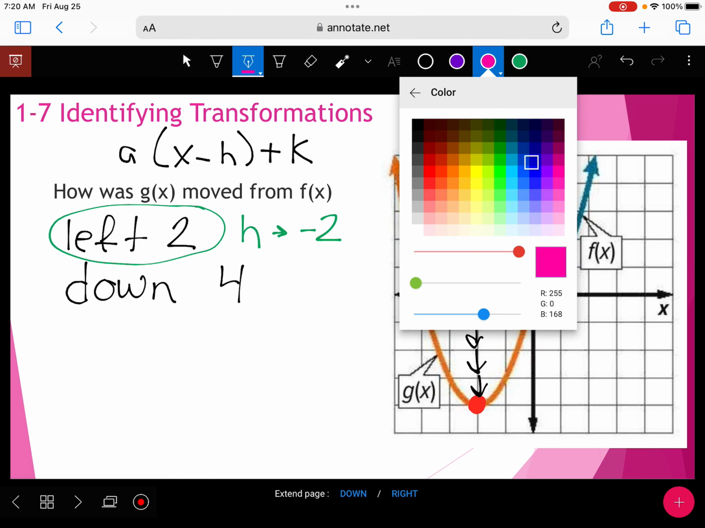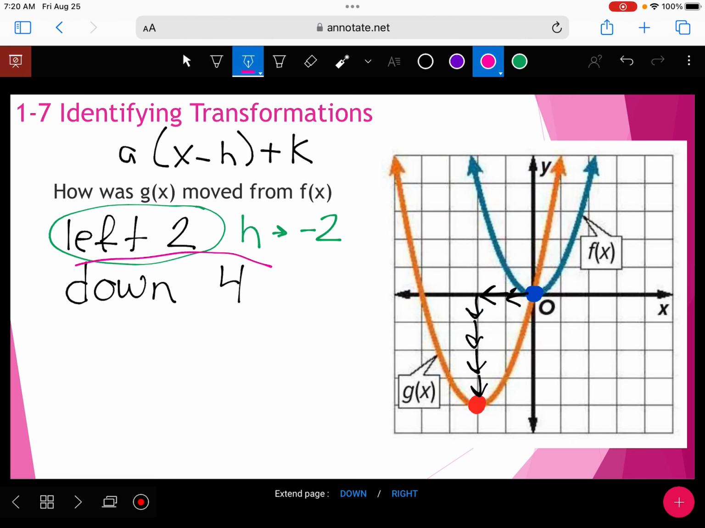Then we have our K value, or down. Oh, I wonder which one it is, since I totally just slipped and said it. Which one tells us about down? Okay. Yeah, -4 is going to be our K. We already have H. K is our vertical.